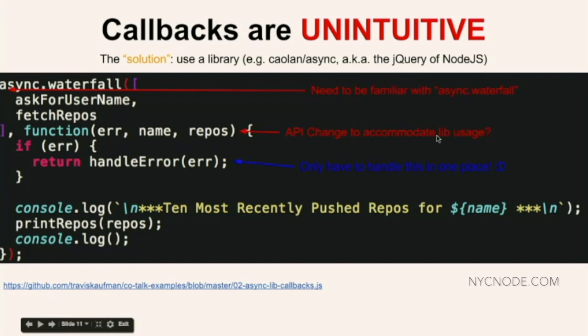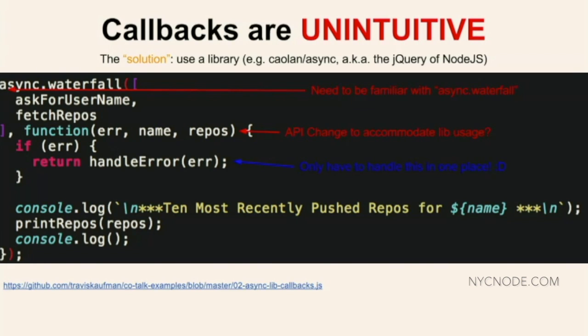The first one is that we need to make an API change to accommodate library usage. Now, this isn't to say that you couldn't close over name, so you've got a closure for a name object, and then after ask for username runs, your callback assigns it to that closure object and continues on with fetch repos. But any way you slice it, you're going to have to modify your code to accommodate this, right? And the second thing is that while async is a super popular library, you still need to be familiar with waterfall and the way it works to completely understand what's going on here. So if you've never seen this before, you probably have to go on GitHub, do a little digging, or just ask around among your coworkers.